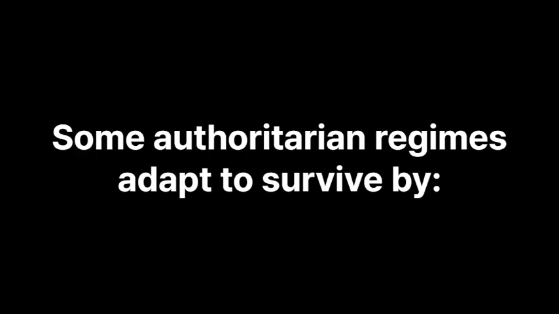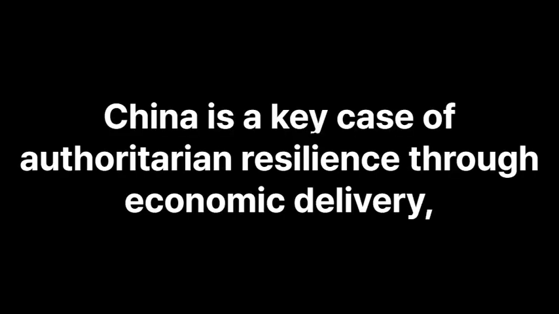7.2. Authoritarian resilience. Some authoritarian regimes adapt to survive by allowing limited pluralism, using digital surveillance, offering performance-based legitimacy, and co-opting opposition. China is a key case of authoritarian resilience through economic delivery, nationalism, and digital control.